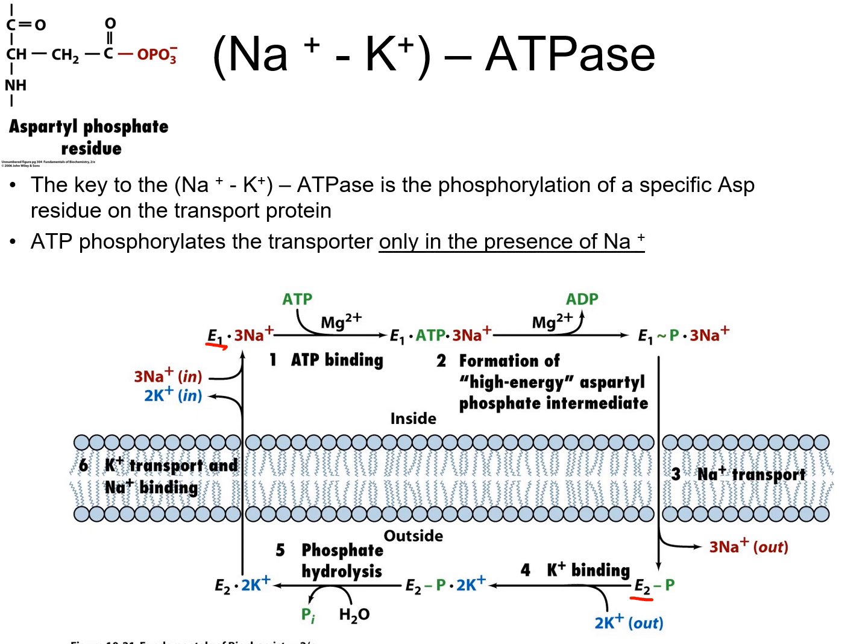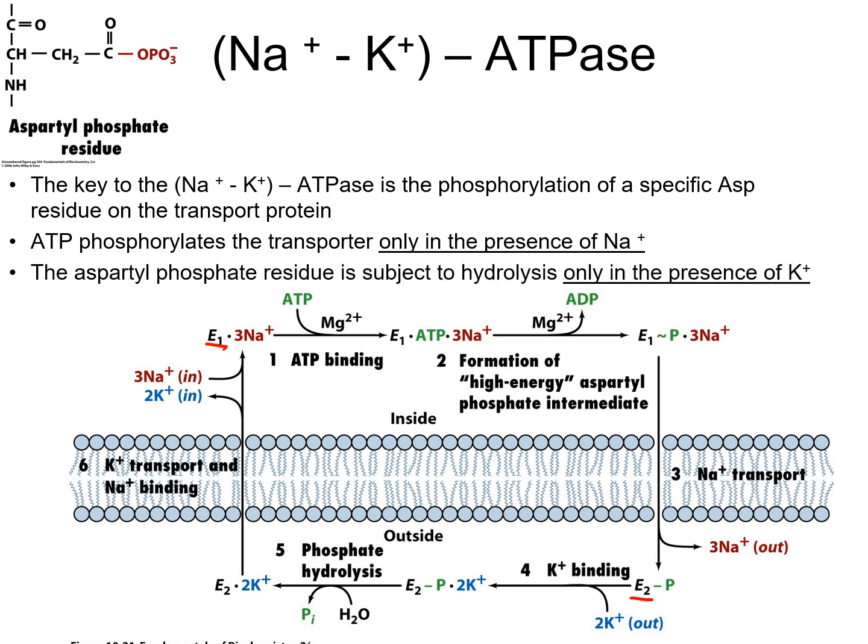ATP phosphorylates the transporter only in the presence of sodium ions. Then the aspartyl phosphate residue is subject to hydrolysis only in the presence of potassium. Okay, so here's where we are.